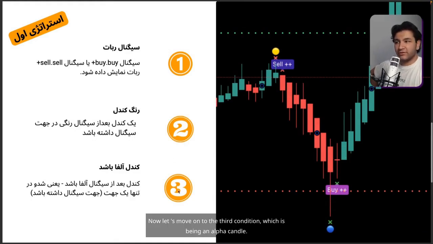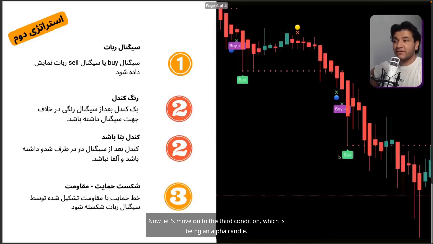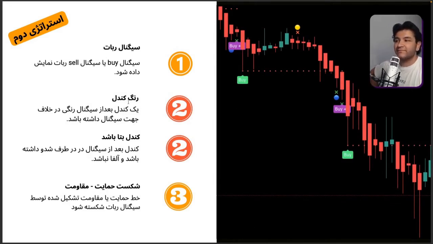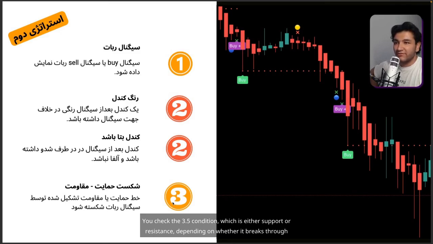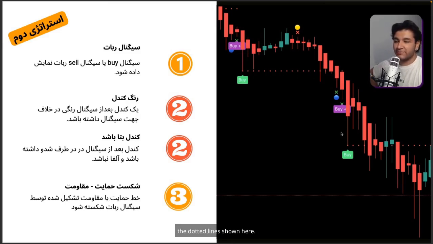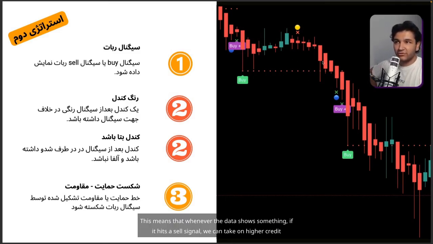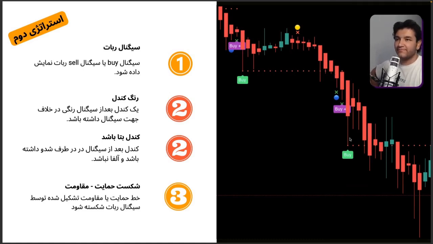Now let's move on to the third condition, which is being an alpha candle. If it gives a buy signal here, like in this case, but the candle is red, what do we do? That becomes strategy type 2. You check the 3.5 condition, which is either support or resistance, depending on whether it breaks through the dotted lines shown here. This means that whenever the data shows something, if it hits a sell signal, we can take on higher credit risk. You set it to 2 on the chart, and you can see it.